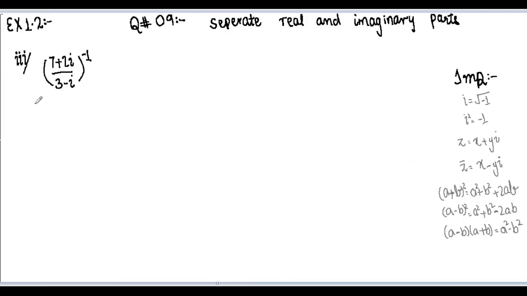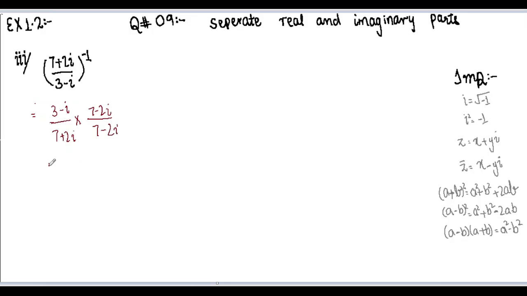Okay, the third part says 7 plus 2 iota divided by 3 minus iota raised to the power -1. So to remove this negative sign, we change the numerator into denominator and the denominator into numerator. So we get 3 minus iota divided by 7 plus 2 iota. Now we have to rationalize it. Rationalization means to multiply and divide by the conjugate of the complex number in the denominator. Conjugate means to change the sign of the imaginary part. Here the imaginary part is 2 iota, we change it into -2 iota, so we get 7 minus 2 iota divided by 7 minus 2 iota.